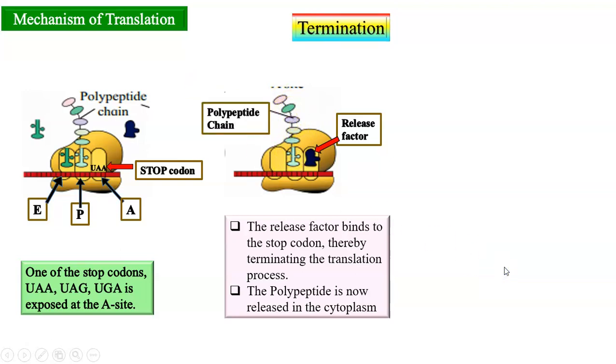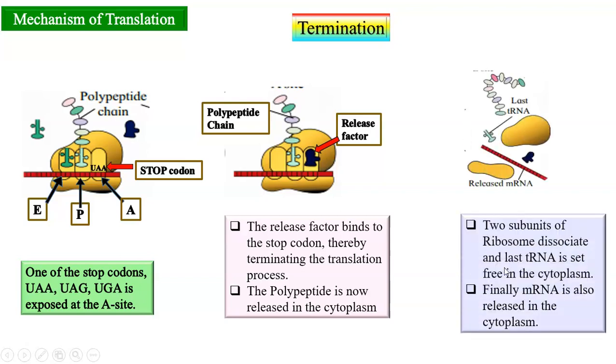And in the last step, the two units of the ribosome separate, and the release factor, transfer RNA and messenger RNA are all released in the cytoplasm. But the most important thing is the chain of amino acids joined with the help of peptide bonds. So the polypeptide chain or protein got formed. So this is the way the entire process of protein synthesis takes place.